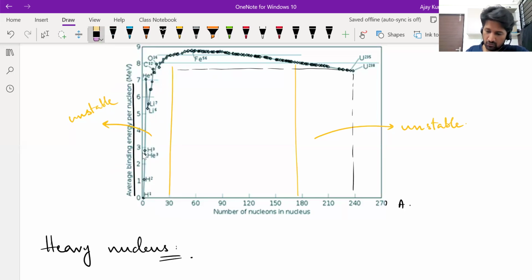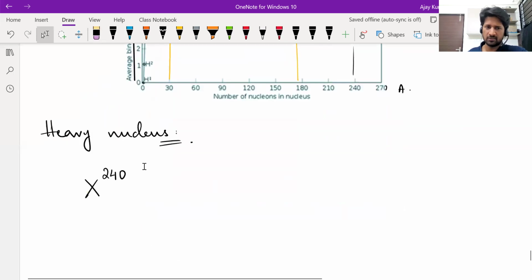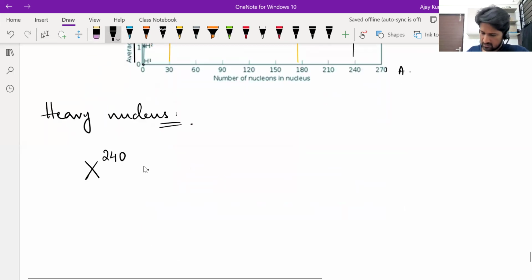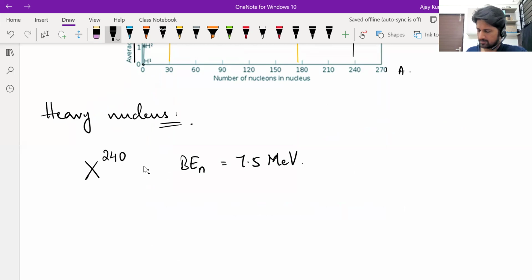Per nucleon, the binding energy is 7.5. Means to remove one nucleon from the nucleus, you will have to supply 7.5 mega electron volts. To remove all nucleons also, you can tell how much energy is to be supplied. So let's say this nucleus with mass number 240 has binding energy per nucleon of 7.5 mega electron volts.